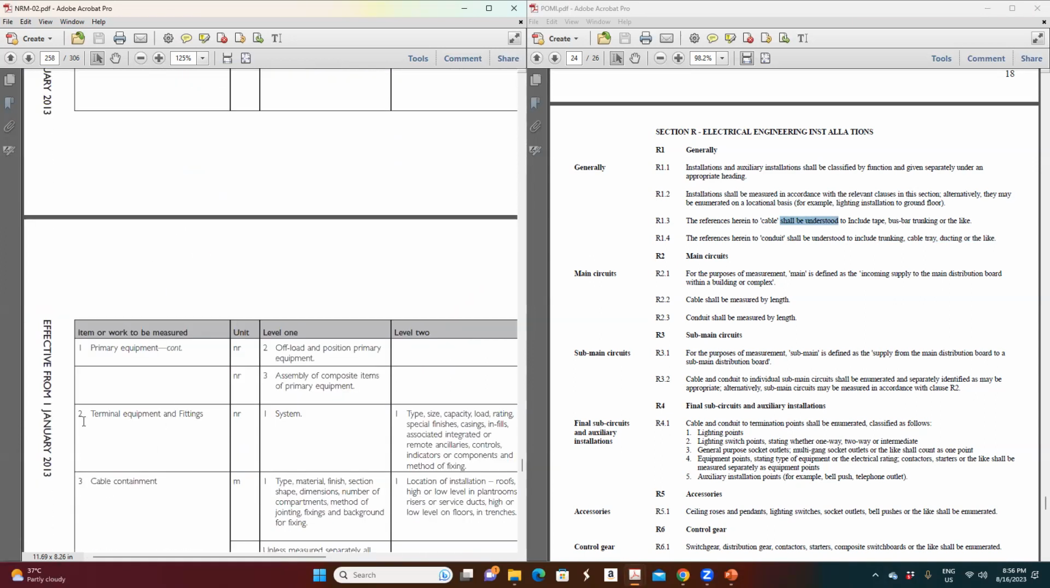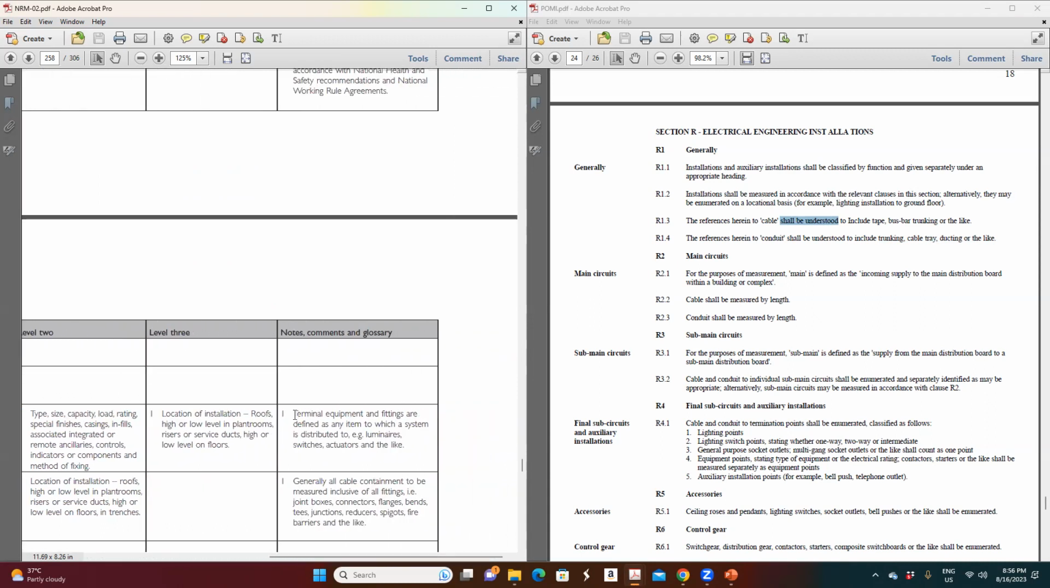And there is another one, terminal equipments, like we see in mechanical also. What are terminal equipments? Fittings are defined as an item to which the system distributes, for example luminaires, switches, actuators, and stuff like that.